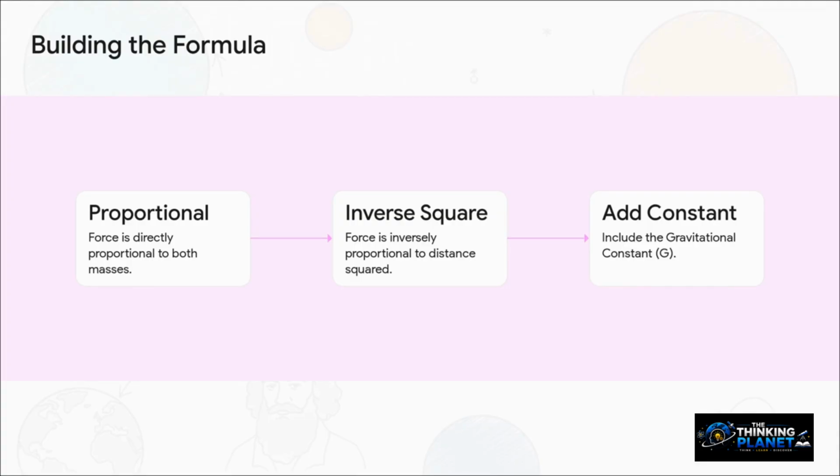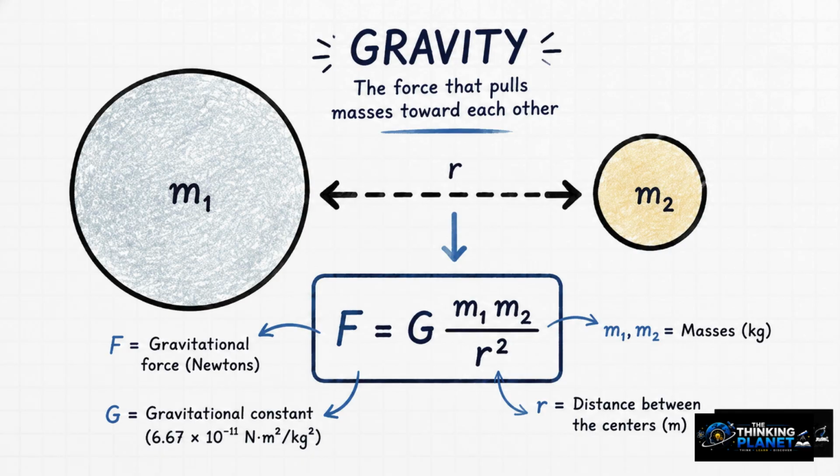Step 2. The force is inversely proportional to the square of the distance between them, or r squared. And step 3, to turn these proportional relationships into a concrete, usable mathematical equation, he had to add a constant, known as the gravitational constant, or capital G. And when you put all that together, you get this brilliantly beautiful final equation. Force equals G times the product of capital M and small m divided by r squared.